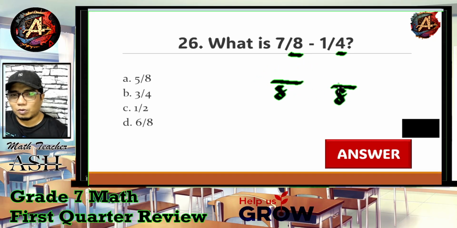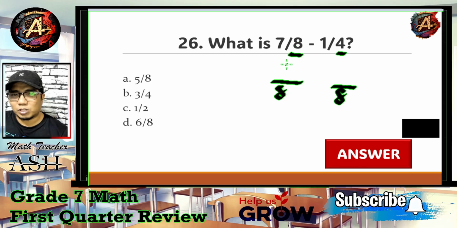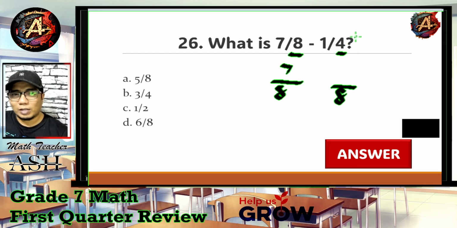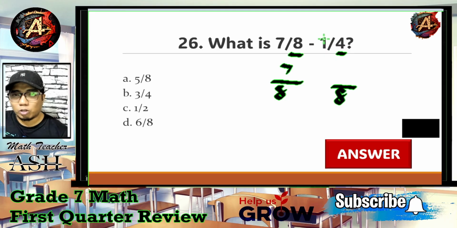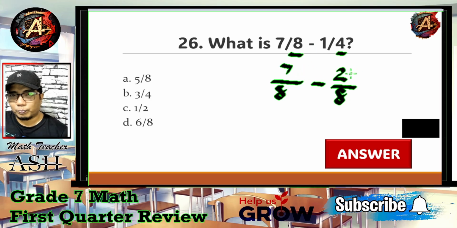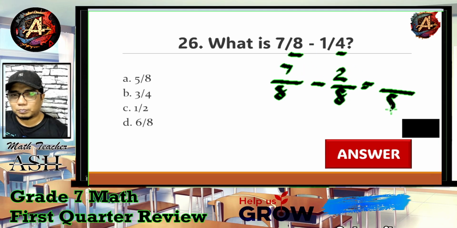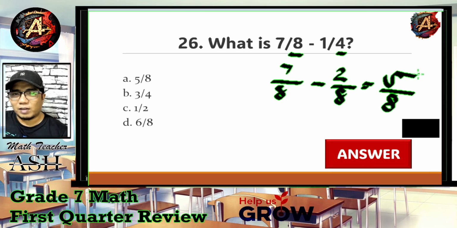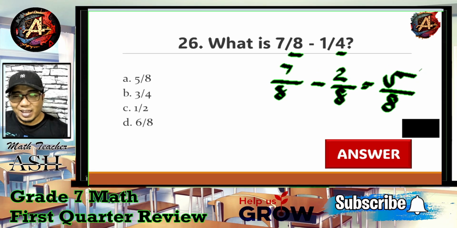Alright, so since this is 8, you just copy this one. Now, this is 4 and this is 8. So, what is the multiplier for 4 in order to become 8? Or what is 8 divided by 4? That is 2. So that 2, you just multiply it by the numerator. So 2 times 1, that is 2. So 7 minus, because this is minus, 7 minus 2. You just copy the denominator. Alright. So 7 minus 2, that is 5. So therefore, the correct answer is letter A. Now let's check whether we are correct.